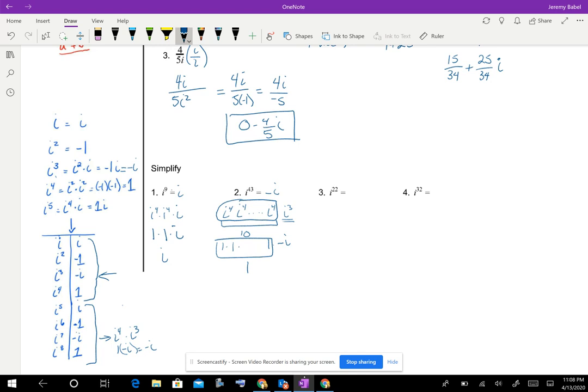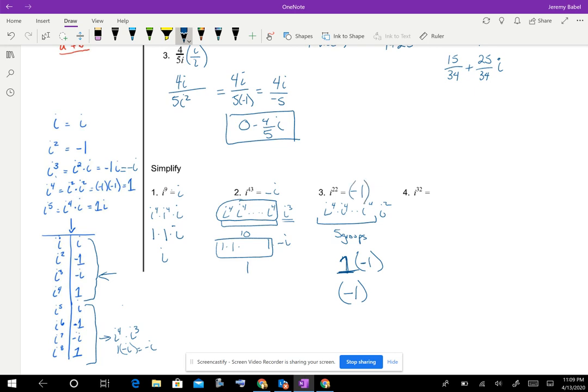So for i to the 22nd, we could make 5 groups of i to the fourth. But what's left over? 5 times 4 is 20, so there's going to be an i squared left over. Those 5 groups are just 1 times 1 times 1 times 1 times 1, or the number 1. That's always going to be the way this pattern works out. And then i squared is -1. So this whole thing just simplifies to -1.